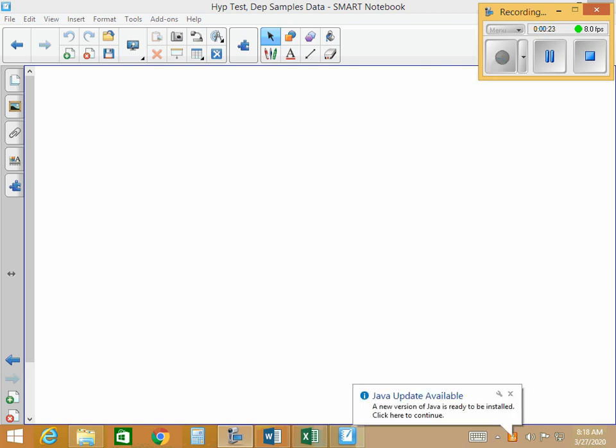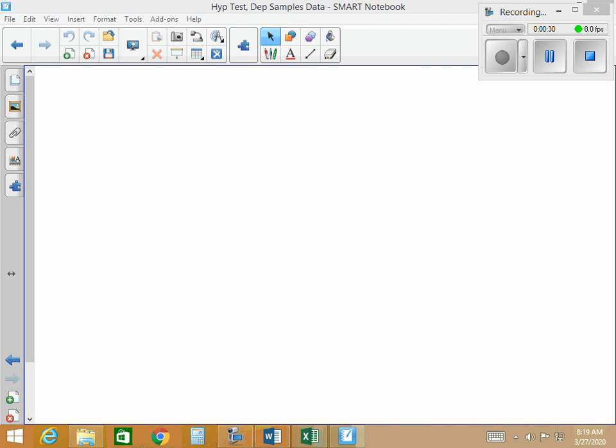KBOR has a list of things that we have to cover this semester. We're going to do our best to meet those goals, but working with dependent samples, I think, was one that we shouldn't leave out.